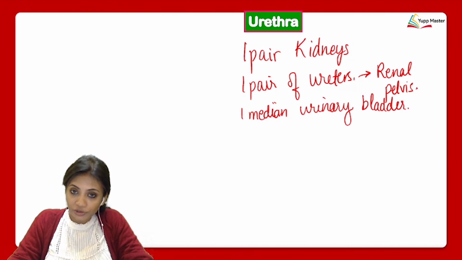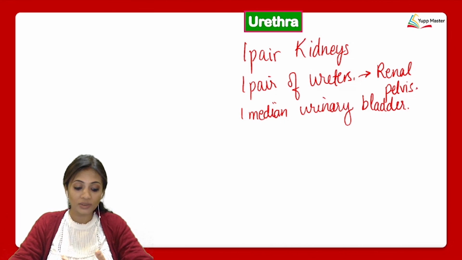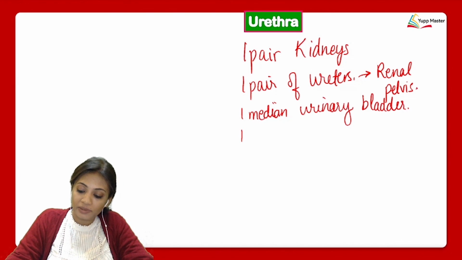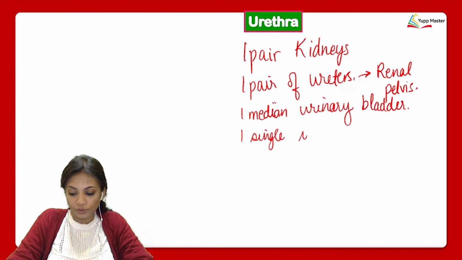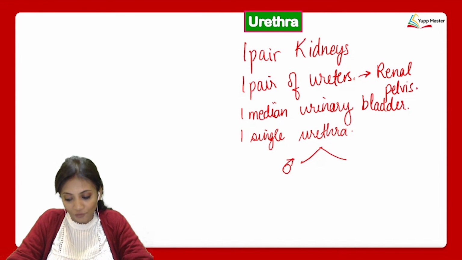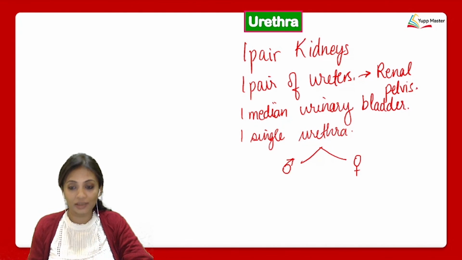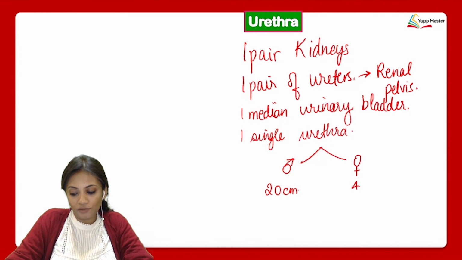After the urinary bladder, taking the urine that has been formed to the outside is done by one single urethra. Remember, this urethra is different in length for males and females. Males, I'll write this sign over here, and for females I'll denote it by this sign. In males it is around 20 centimeters and in females it is around 4 centimeters.